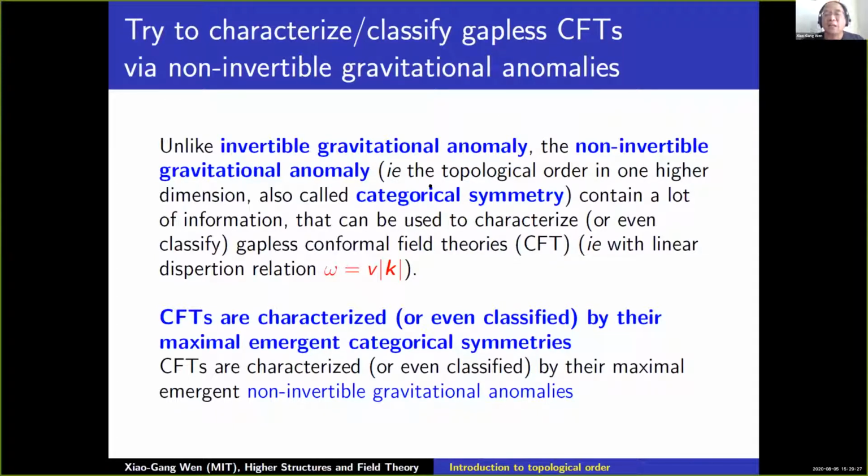For the convenience later, we also give this non-invertible gravitational anomaly another name, called the categorical symmetry. The categorical symmetry is just another name for non-invertible gravitational anomaly, which is another name for topological order in one higher dimension. So actually, there's one object. We give it three names: topological order in one higher dimension, or non-invertible gravitational anomaly, or categorical symmetry. They all mean the same thing.